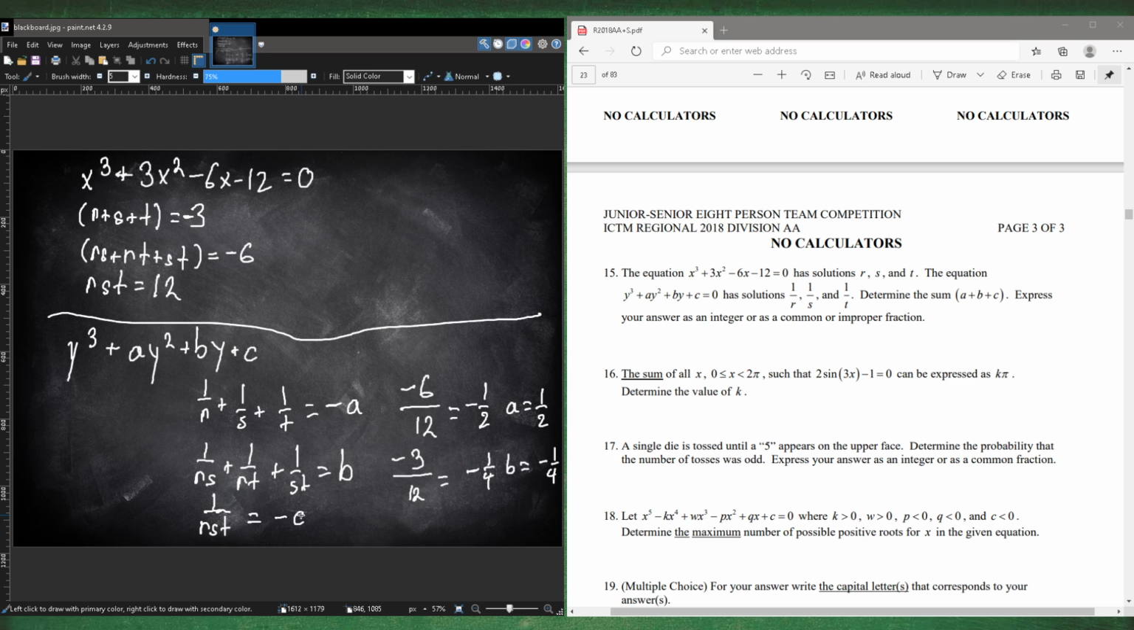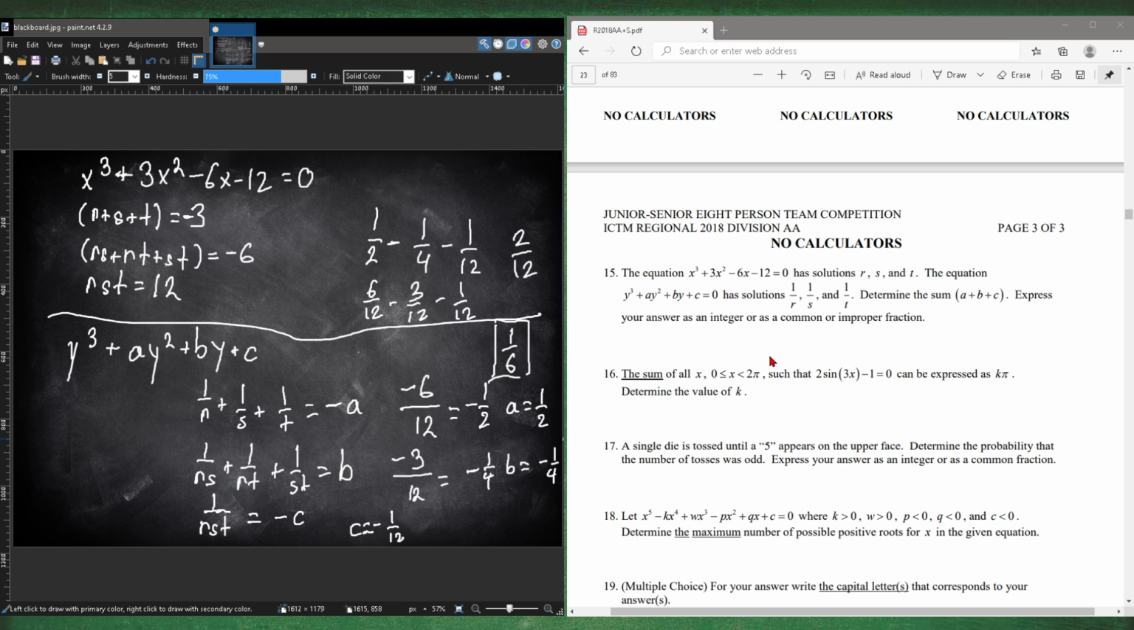Okay, now let's get the final value, which is 1 over rst, and rst is just 12. So we know c is equal to negative 1 over 12. So we add them together, that's 1/2 minus 1/4 minus 1/12. And this could be 6/12 minus 3/12 minus 1/12. So that's 6 minus 4, that's 2 over 12, which is equal to 1 over 6. And that's our answer for 15.